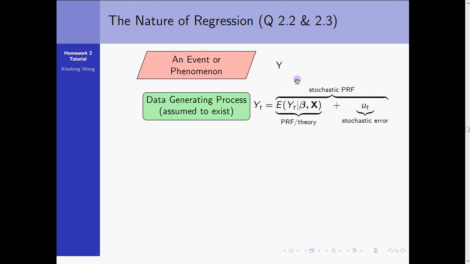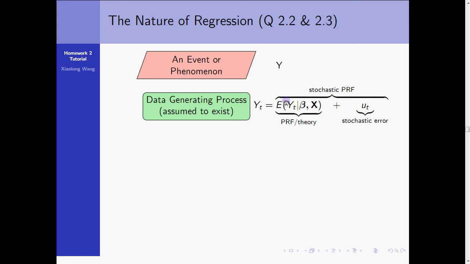And if we put them together, we get the stochastic population regression function, and it is also called the data generating process, so they are equivalent. But most of the time, people won't distinguish a stochastic population regression function from the population regression function, and that's why much confusion comes up. So to be precise, we call the whole equation a stochastic population regression function, and we call this deterministic part the population regression function.